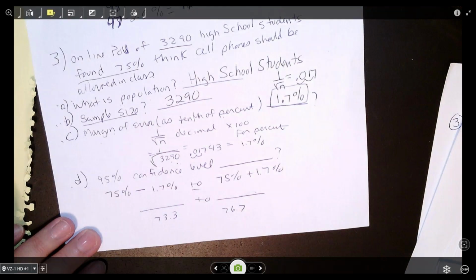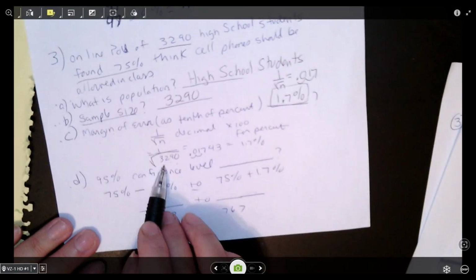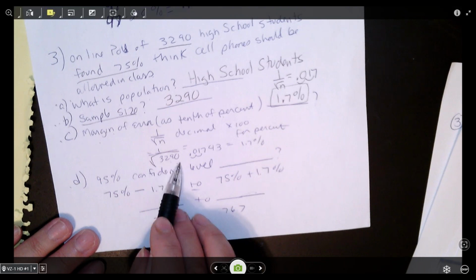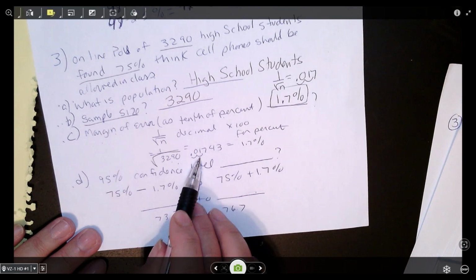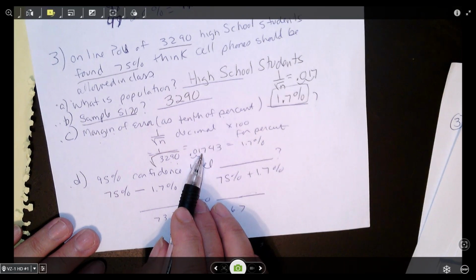Okay. It's not a hard calculation. You just put it in your calculator: 1 over the square root of 3290. That gives you the decimal form. Multiply by 100 or move the decimal 2 places right.